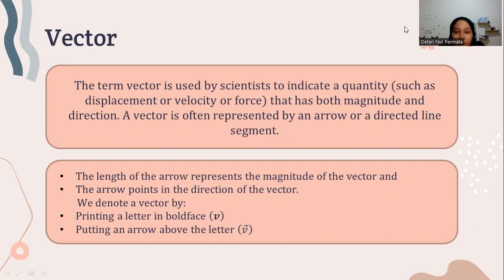The length of the arrow represents the magnitude of the vector, and the arrow points in the direction of the vector. We denote a vector by printing a letter in boldface, V, or putting an arrow above the letter, vector V.